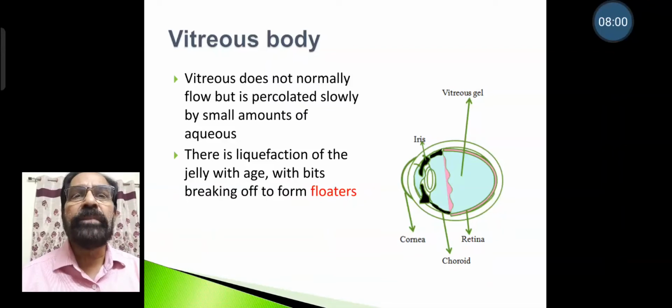Vitreous does not normally flow but is percolated slowly by small amounts of aqueous. There is liquefaction of the jelly with age, with bits breaking off to form floaters.